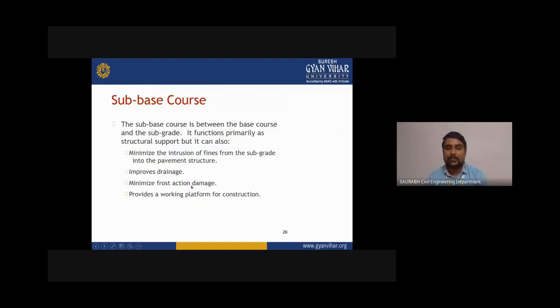Now we will see the sub-base course. The sub-base course is between the base course and the subgrade. It functions primarily as structural support, but can also minimize the intrusion of fines from the subgrade into the pavement structure, improve drainage, minimize frost action damage, and provide a working platform for the construction.